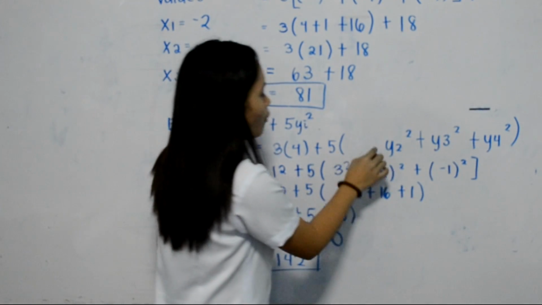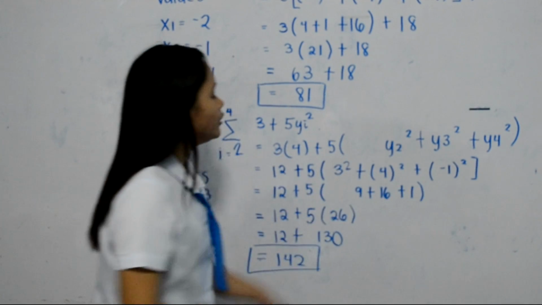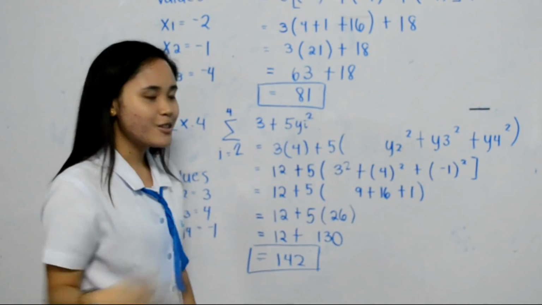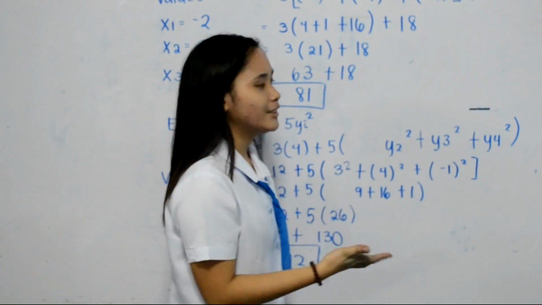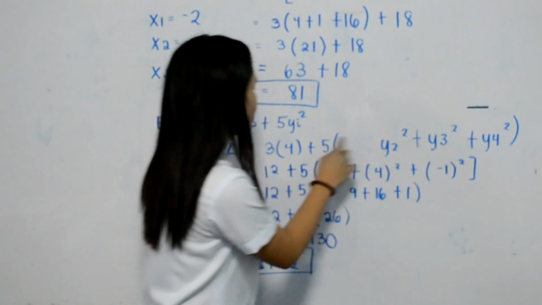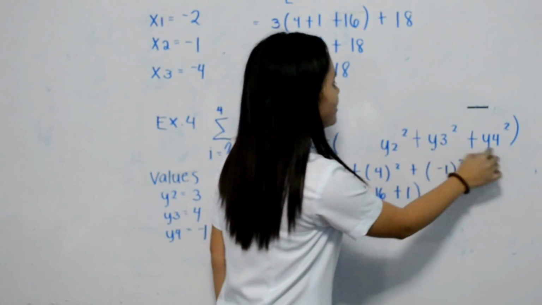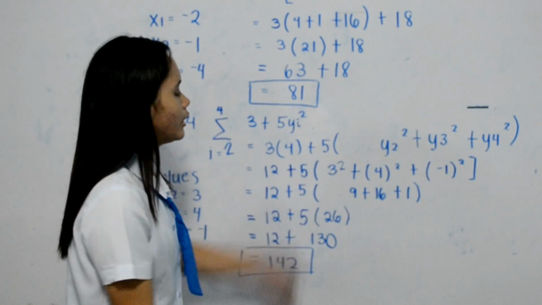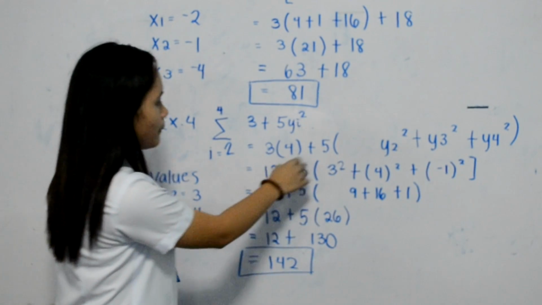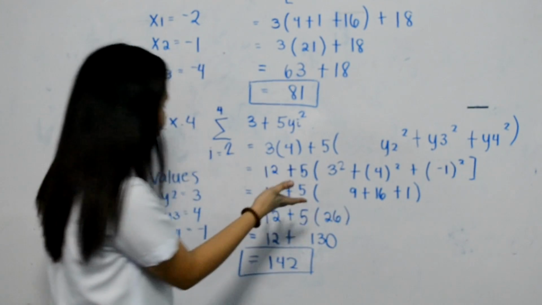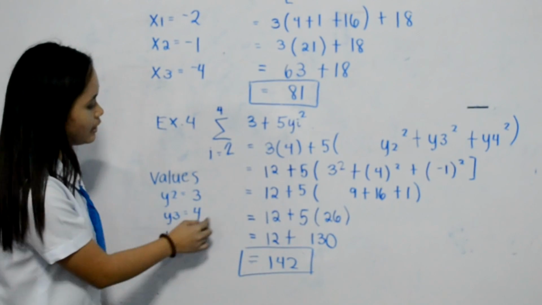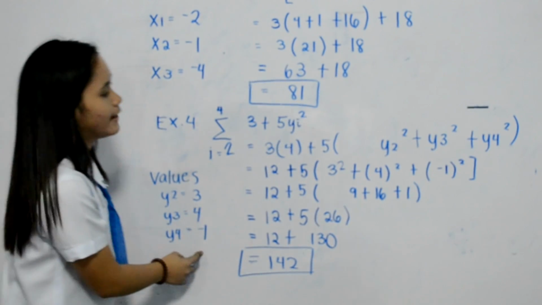So it would be y sub 2 squared. You must be very careful in using the squared, because you may get a wrong answer. 5 should be multiplied by the quantity of y sub 2 squared plus y sub 3 squared plus y sub 4 squared. Be careful in using squared. So it would be 3 times 4, 12, plus 5. Then the given values are y sub 2 equals 3, y sub 3 is 4, y sub 4 equals negative 1.